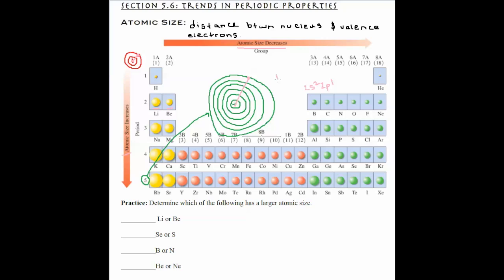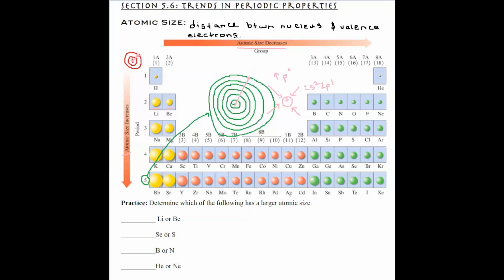So you're increasing your number of protons, and remember, protons, because they are positively charged, will attract the electrons. So they are literally going to, here's your nucleus, pull the electrons in more and more as this becomes more and more positive, causing the atomic size, which is the distance between the nucleus and the valence electrons, to decrease. So as you move across the table, your atomic size decreases. As you move down the table, the atomic size increases.